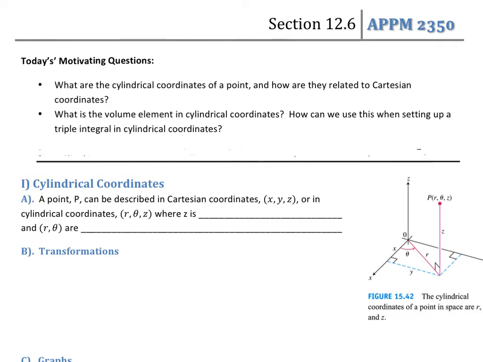If I have a point here in XYZ space, then I'm going to define z in cylindrical coordinates to be the same z we've been working with all along in Cartesian. So this is the same Cartesian z. And then r and theta are going to be the polar coordinates of the projection of the point onto the xy plane.